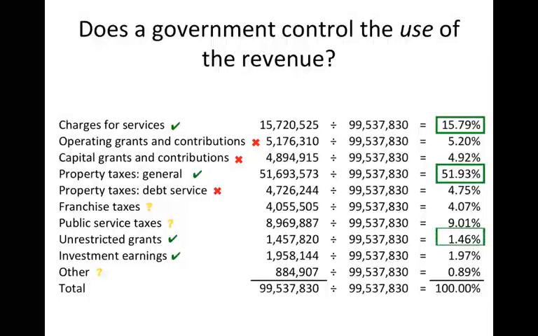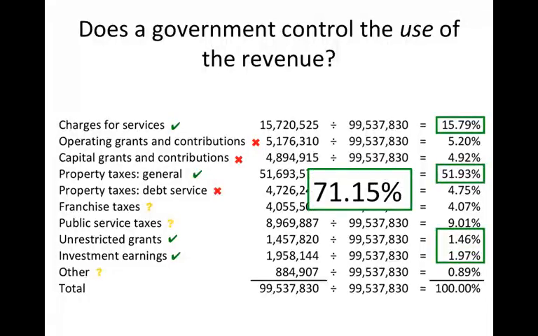Obviously, the programmatic grants for operating and capital purposes are restricted to being used for a particular purpose, as is the property tax levy for debt service, which can only be used to repay debt. So for this particular government, you look at the revenue sources over which it almost certainly has discretion about what purposes to use it for. 71%, that's not bad. It could be a lot worse, and some of these other items that we're uncertain about would pump that up quite a bit. The franchise taxes and the public service taxes together are another 13%. That'd get you up to 84%.